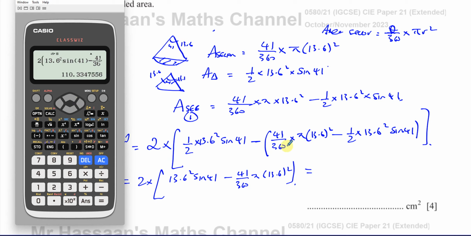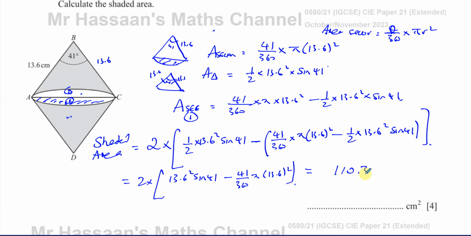So that gives me 110.334, which goes on, so we have to round to 3SF, so 110 centimeters squared, and there's the answer. So we found the area of the segment, we found the area of the triangle, we subtracted the area of the segment from the area of the triangle, and we doubled the answer.